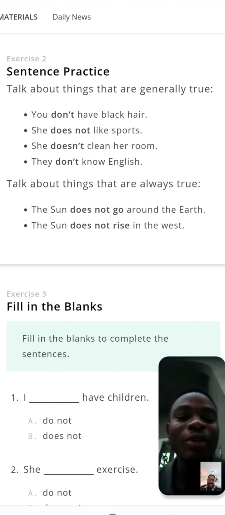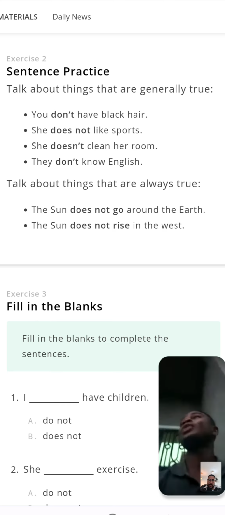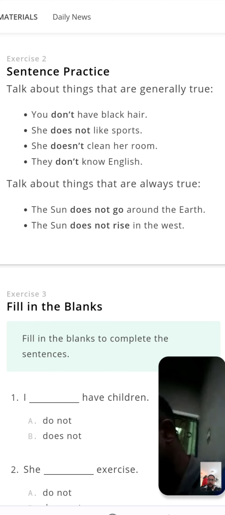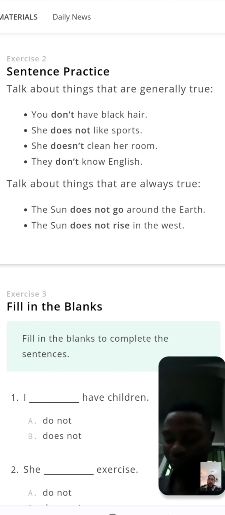All right. We move on to exercise 2, sentence practice. Talk about things that are generally true. Let's go. Can you please read the sentences? You don't have black hair. Good. She does not like sports. She doesn't clean her home. Good. They don't know English.